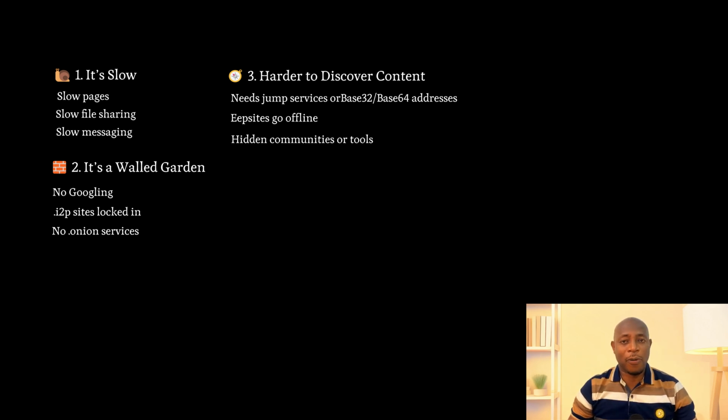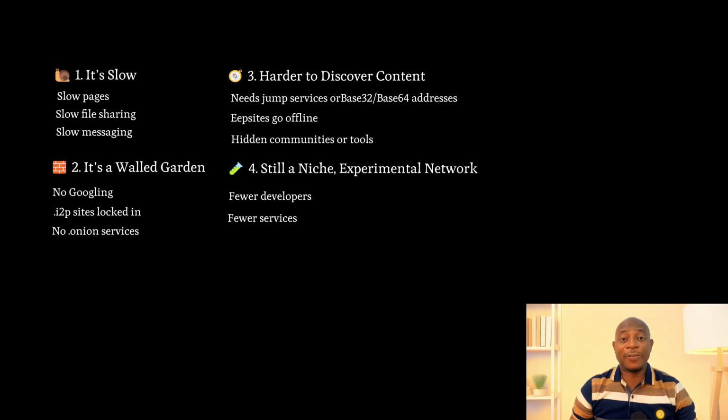Limitation number four, it's still a niche experimental network. I2P has been around for years, but let's be honest, it's still a niche project with a relatively small user base, especially when compared with Tor. You have fewer developers, fewer services, and fewer real-world audits. This means the ecosystem is less mature, and bugs or performance issues can go unresolved for a while.